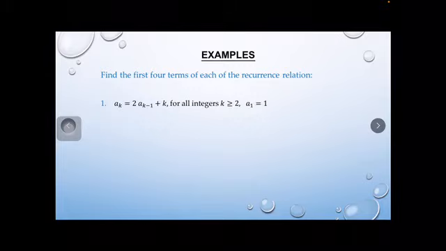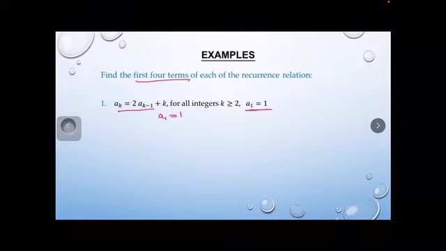Suppose you are given this recurrence relation a_k = 2a_{k-1} + k for all integers k greater than or equal to 2, and the initial condition is given that a_1 = 1. Here you have to find the first 4 terms of this recurrence relation. So our first term is given, that is a_1 = 1.